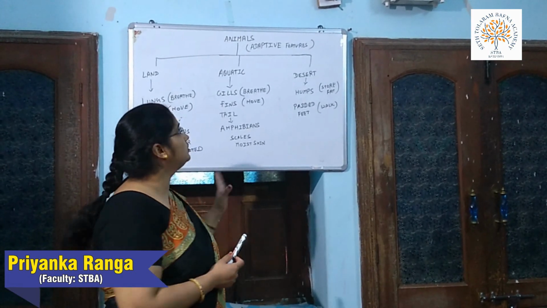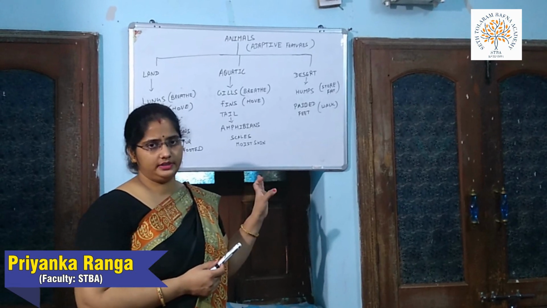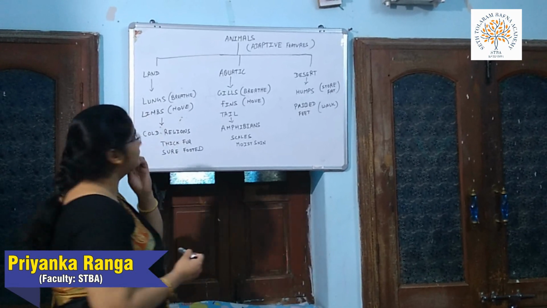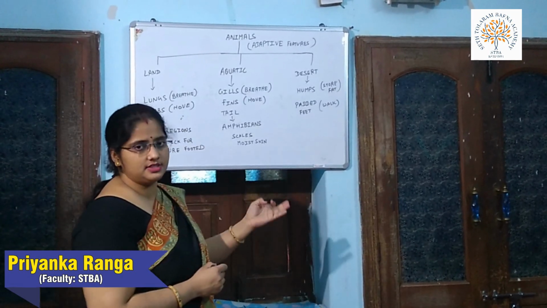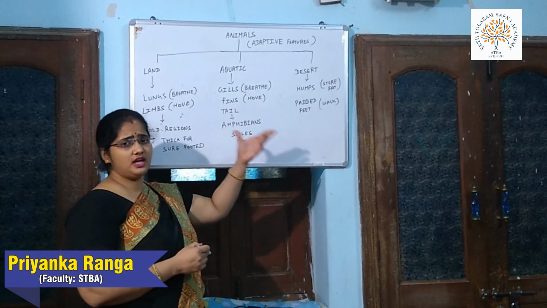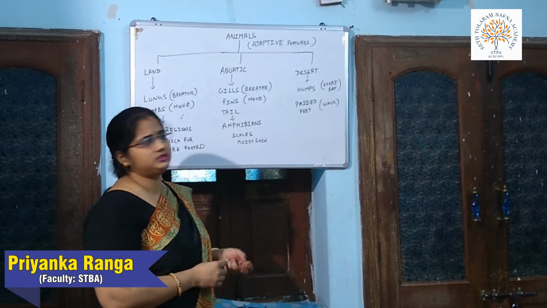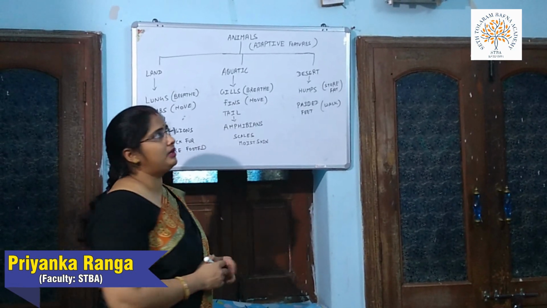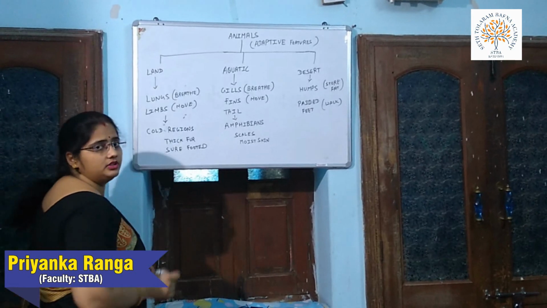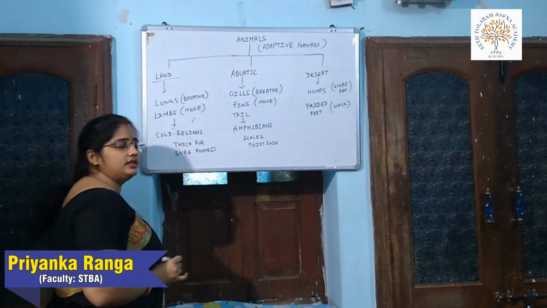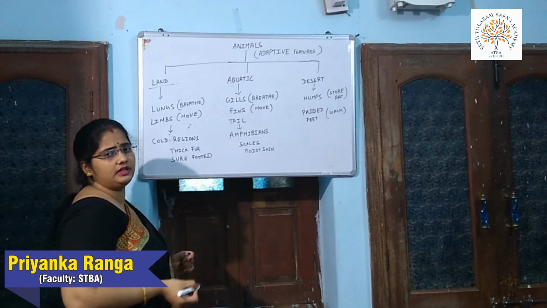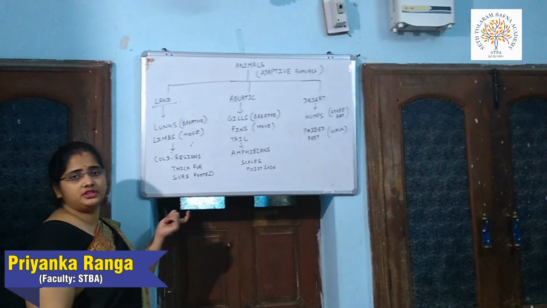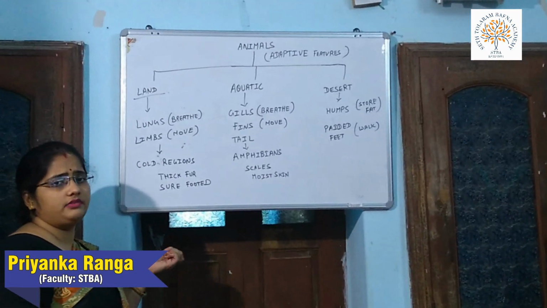Now we will distinguish the animals in different categories on the basis of the areas where they live. You know, animals are found on land, in water or in deserts. According to their areas, what are the adaptive features so that the animals can survive in that area? We will first talk about the land animals. Class, what are the land animals? They live on the land. Examples: tiger, lion, cow, etc. And what are their features that make them survive in the environment?